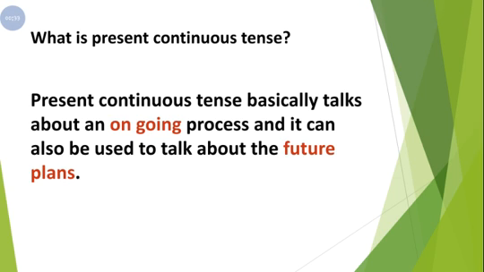First let's see what is present continuous tense. पहले देखते हैं कि present continuous tense होता क्या है. Present continuous tense basically talks about an ongoing process and it can also be used to talk about the future plans. Present continuous tense उस अमल की बात करता है जो ongoing हो यानी जारी हो, and it can also be used to talk about the future plans. इसको फ्यूचर प्लान्स के बारे में बात करने के लिए भी इस्तेमाल किया जा सकता है.